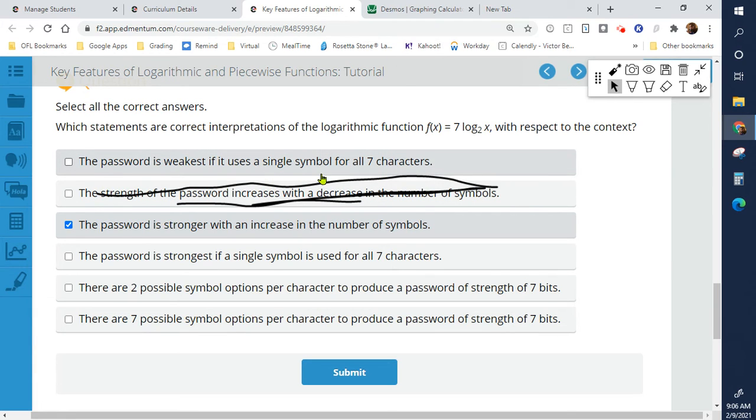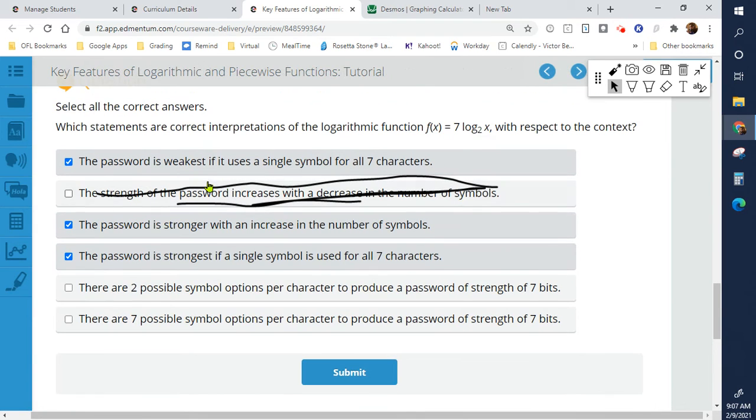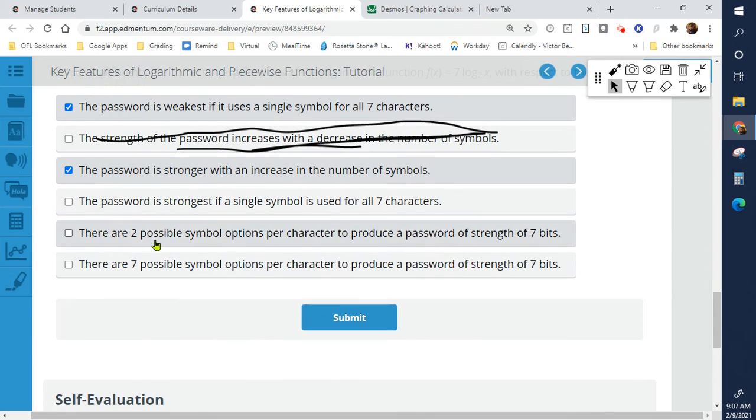With a single symbol for all 7, yeah, it's probably the weakest. We can't really have a fraction. The password is strongest if a single symbol is used for all characters. Isn't that what they just said over here? Oh, strongest. Nope. Nope, nope. That's the exact opposite. I read that wrong.